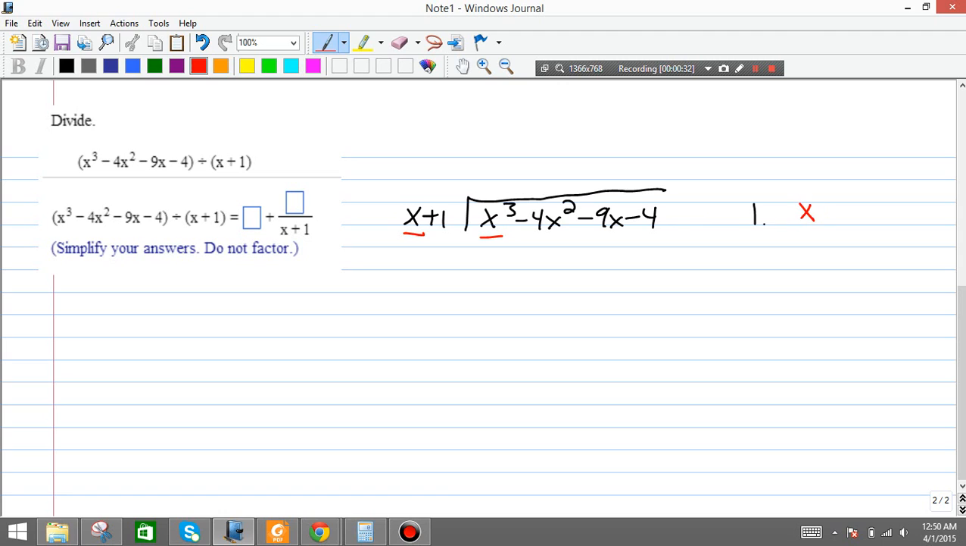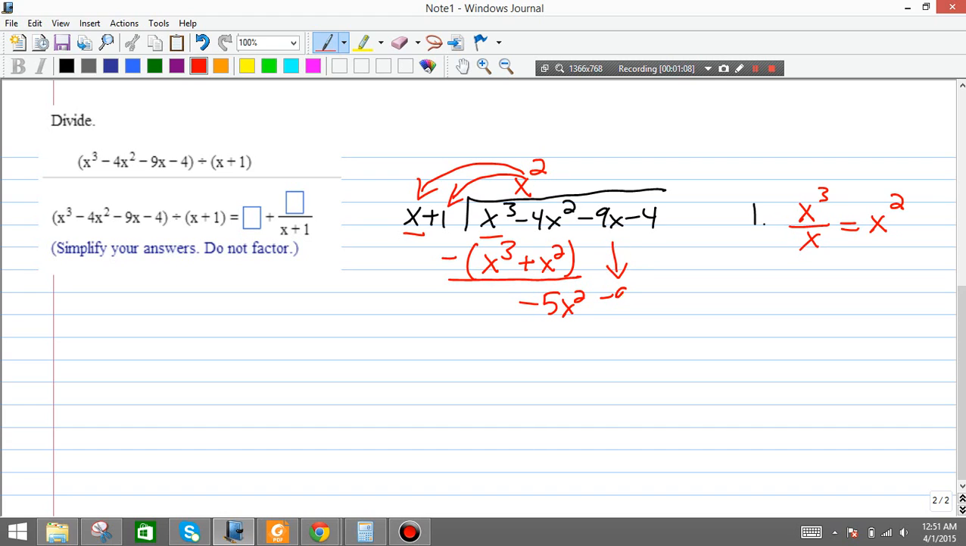So x to the third over x is x to the second. You take the x to the second, you put it up here, and then you take this x to the second and you multiply times each one. X squared times x is x to the third. X squared times 1 is x squared, and then you subtract. Minus 4 minus 1 is minus 5x squared, and then you bring down minus 9x.